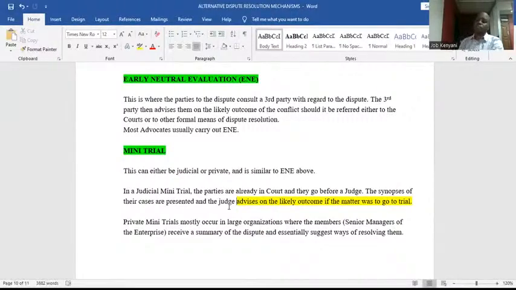So they have gone to the court, they have seen the mini trial, so they have been advised by the judge. So they'd rather opt to resolve their own commercial disputes by simply looking for an alternative. So the judge advises on the likely outcome of the matter before it goes to trial. So there'll be what we call a mini trial.